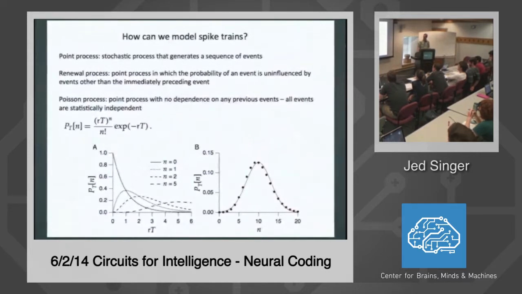A slightly different way of looking at this distribution: if you plot the number of spikes against the probability of seeing that number of spikes, given that the rate parameter is 10, the dots show the Poisson values for many different numbers of spikes actually observed, and the line shows a Gaussian fit, which is quite a good fit.